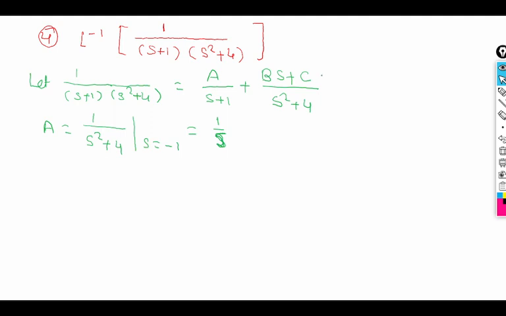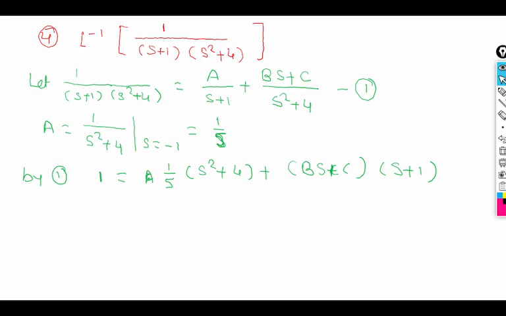To get B and C, that shortcut method fails. So by cross multiplying, we get 1 is equal to A times, sorry, my mistake again, the value of A we already calculated is 1 by 5. So 1 by 5, that is A, times (s square plus 4), we are cross multiplying, plus (Bs plus C) into (s plus 1).